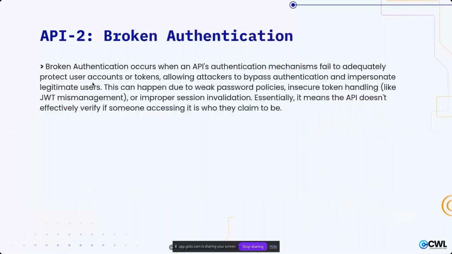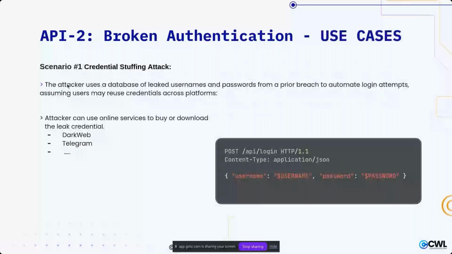Then we have broken authentication. Broken authentication occurs when an API authentication mechanism fails to protect user accounts or tokens. We can understand it much better using use cases. First, credential stuffing attacks: the attacker uses a database of leaked usernames and passwords from past leaks to automate login attempts using Burp Suite Intruder or some script.